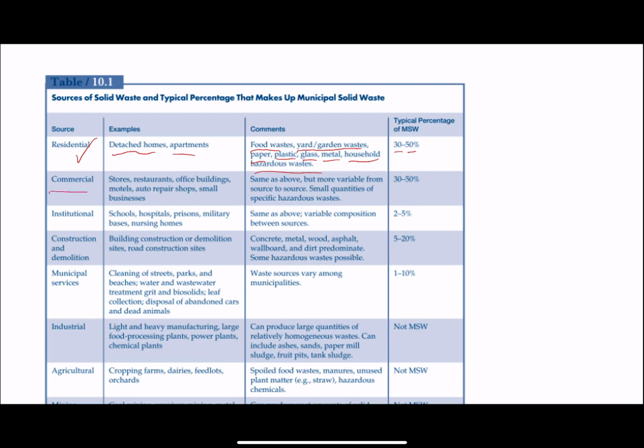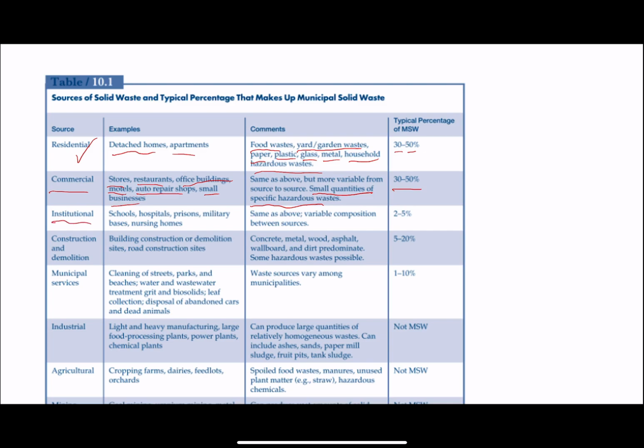Commercial: stores, restaurants, office buildings, motels, auto repair shops, small businesses. It's the same as the above. Of course, you'll have food waste, yard and garden waste, paper and plastic. Also, this is more variable from source to source. And of course, you'll have some small quantity of specific hazardous waste. 30 to 50% is the typical percentage of municipal solid waste.